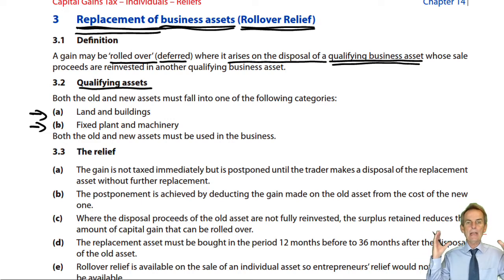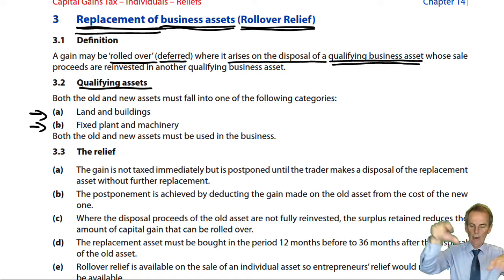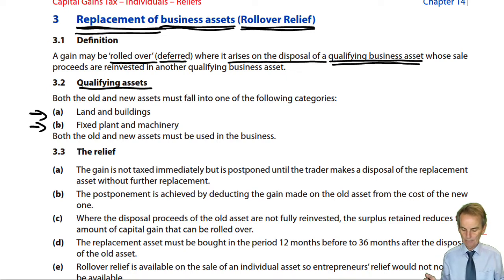We might have a crane system in a warehouse that is obviously fixed, and what happens is it will run along. The actual machinery itself is fixed, but it will be able to pick up boxes from whatever and put them somewhere else along that particular line. So it's fixed plant and machinery.